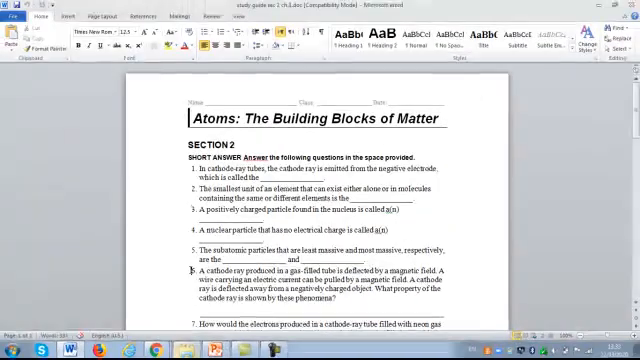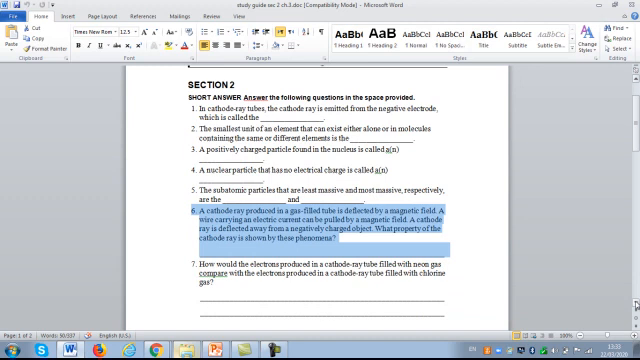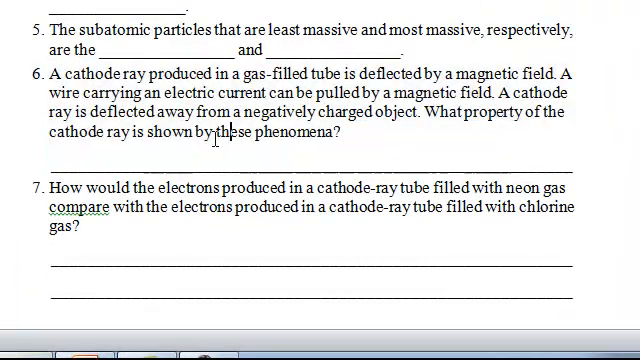Number 6: a cathode ray produced in a gas-filled tube is deflected by a magnetic field. A wire carrying an electric current can be pulled by a magnetic field. A cathode ray is deflected away from a negatively charged object. What property of the cathode ray is shown by this phenomenon? Why is the cathode ray deflected? The particles that compose cathode rays are also negatively charged. That's why they are deflected. They have the same charge, so they are deflected from each other.